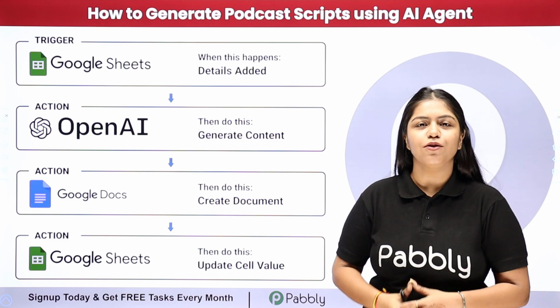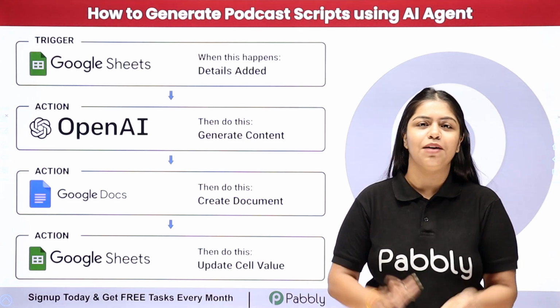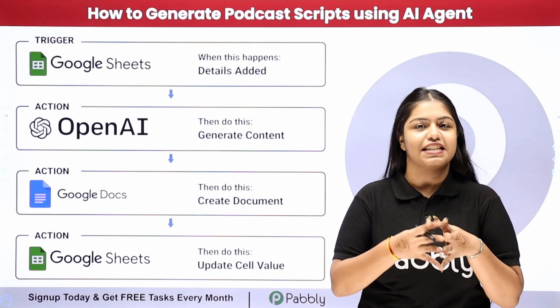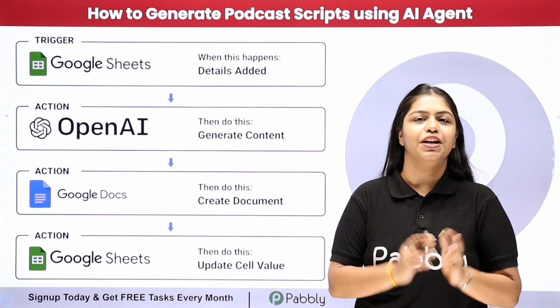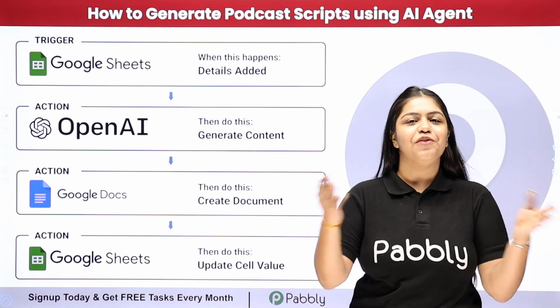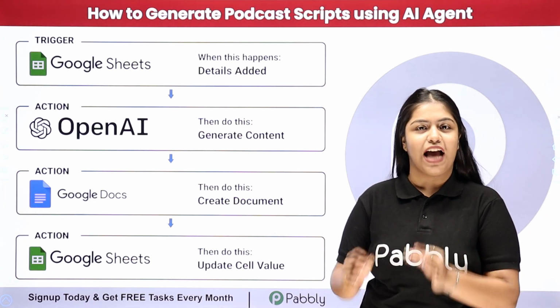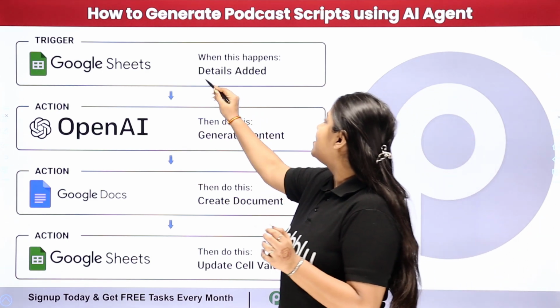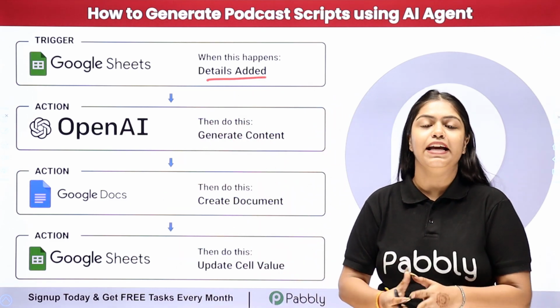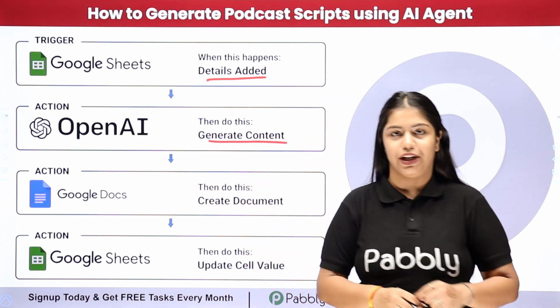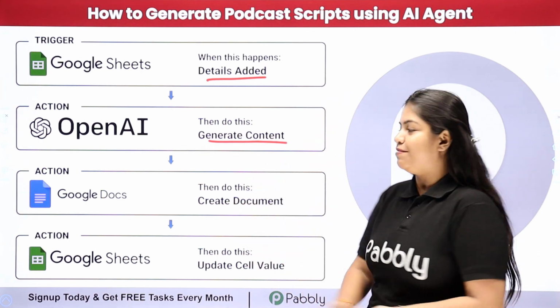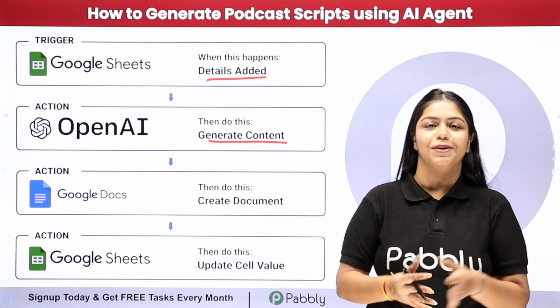So like you, I also used to manually write all the podcast scripts, but this is such a time consuming and a tedious task. So to solve this problem, I have simply created this amazing automation where what is going to happen is that as soon as I add the podcast ideas into my Google Sheets, automatically my AI agent is going to generate me the script for the same podcast, which further I'm just going to add in my Google Doc and back again into my Google Sheets.